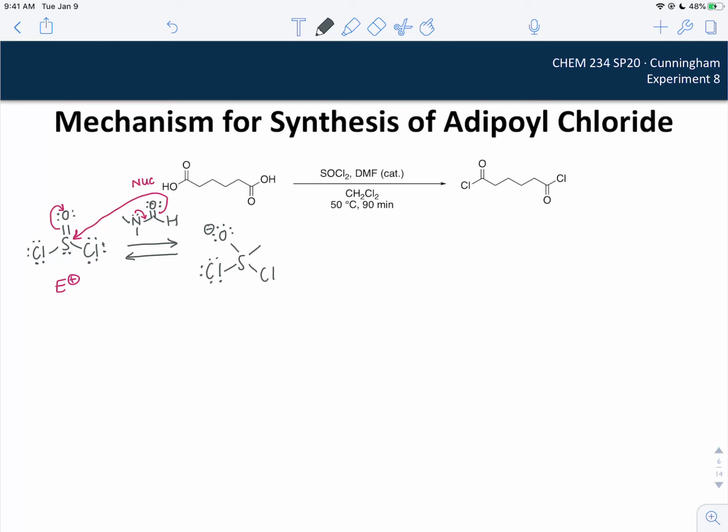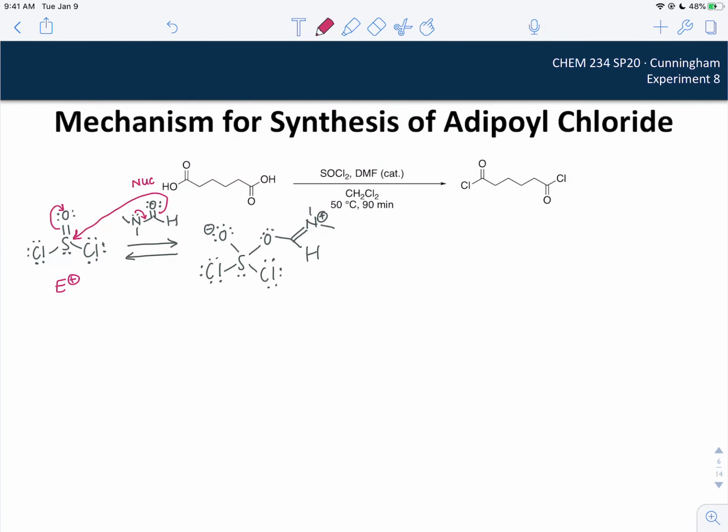We'll fill in all of our lone pairs as well. It can be a little bit tricky here to make sure that we get everything attached in the proper way. Make sure all of our formal charges end up in the right spots. Don't add in any extra lone pairs or leave any off. All right, so now what we've got is this structure here.